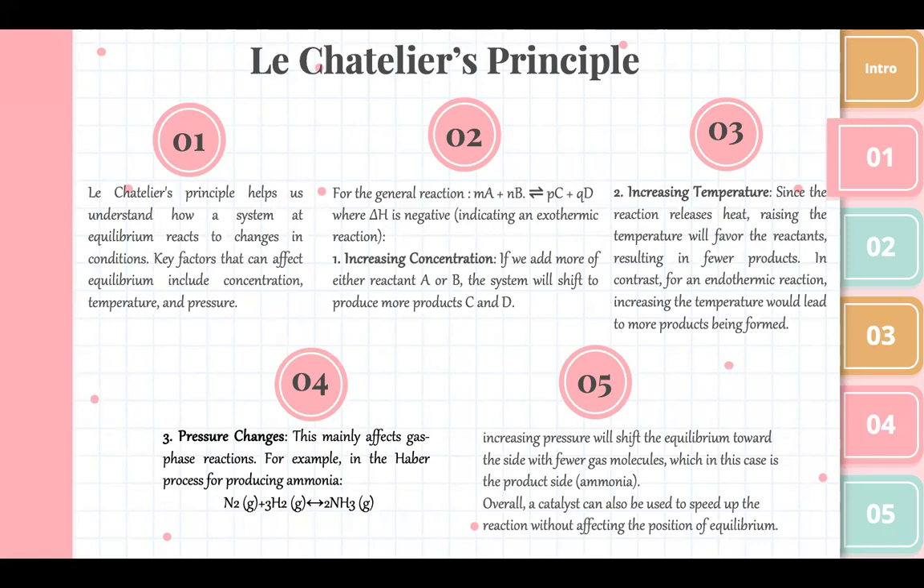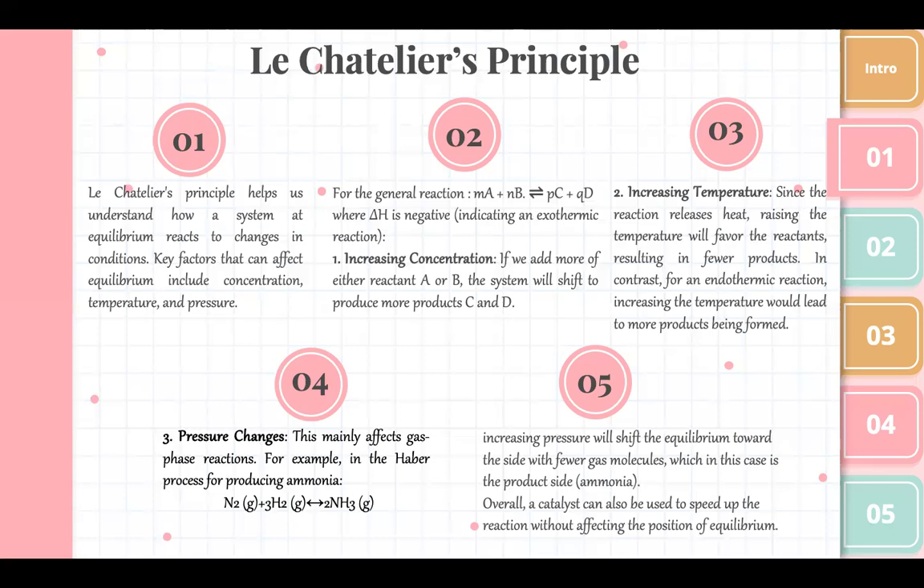For general reactions, mA plus mB equilibrium pC plus qD, where delta H is negative, indicating an exothermic reaction. Factor 1 is increasing concentration. If we add more of either reactant A or B, the system will shift to produce more product C and D. And factor 2 is increasing temperature.